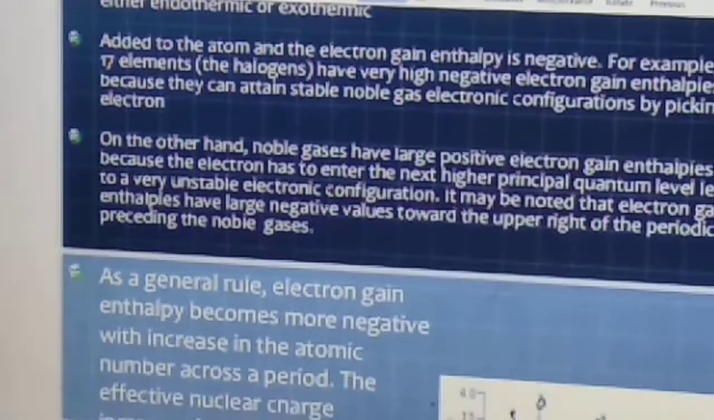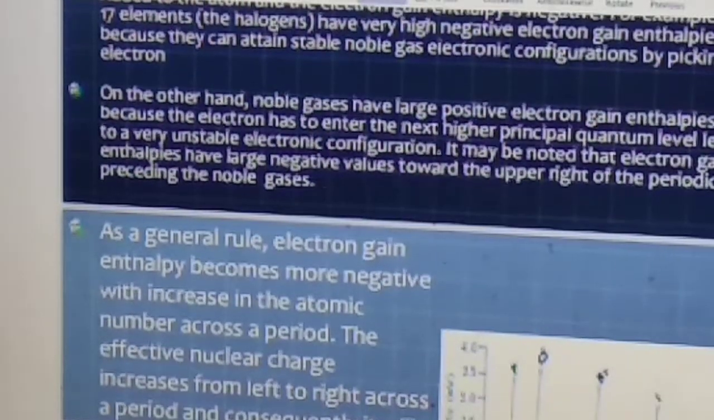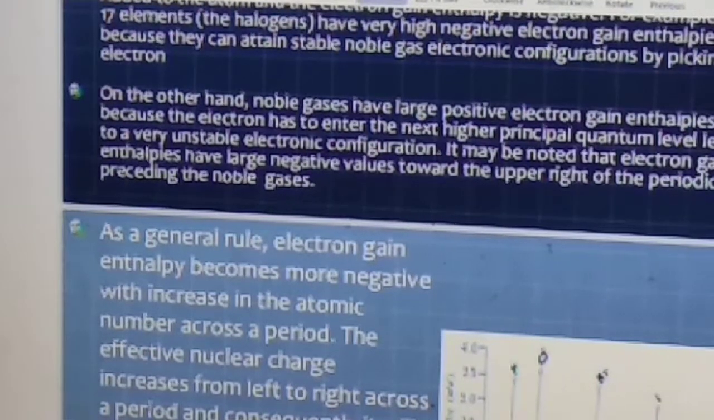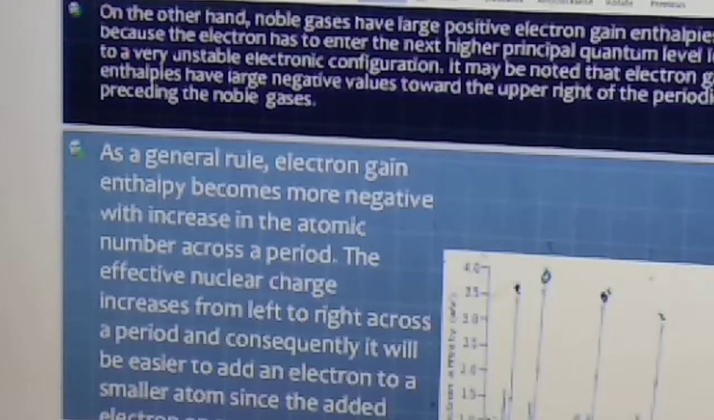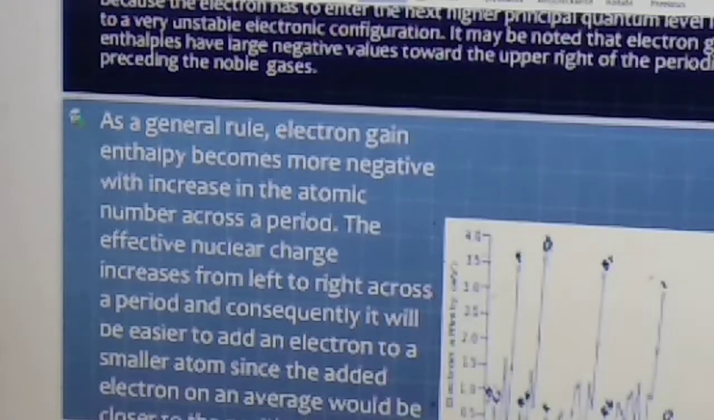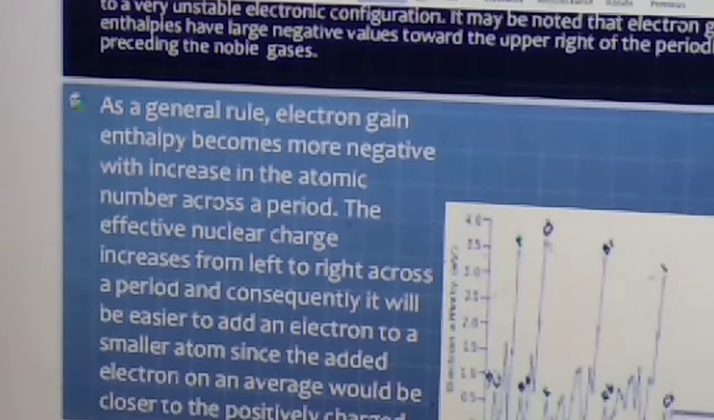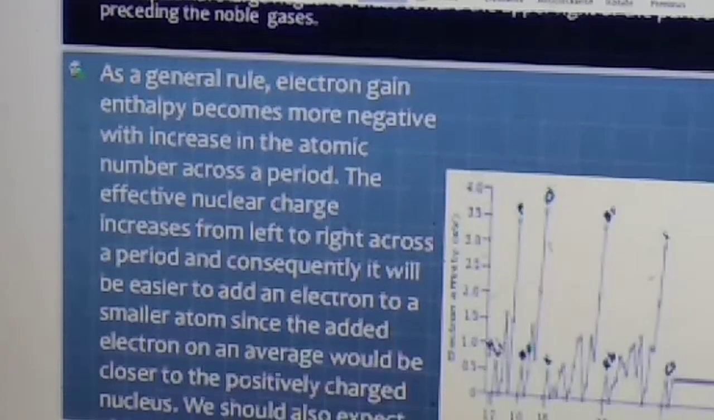As a general rule, electron gain enthalpy becomes more negative with increase in atomic number across a period. When we move in the periodic table from left to right, electron gain enthalpy will be more negative, that is, more energy will be released on addition of an electron. The effective nuclear charge increases from left to right across a period. Already we have discussed, my dear children, and consequently it will be easier to add an electron to a smaller atom, since the added electron on an average would be closer to the positively charged nucleus.